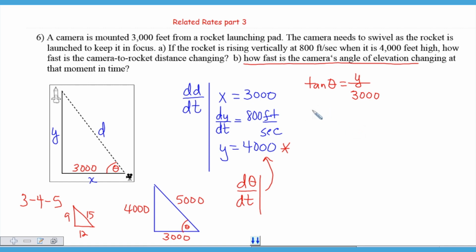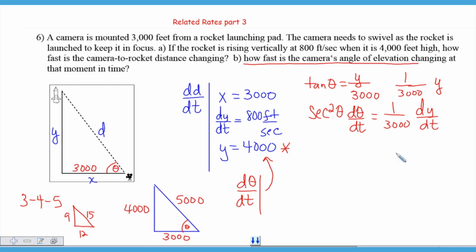So let's implicitly differentiate. The derivative of tangent is secant squared theta. And don't forget, we've got to do that chain d theta dt because everything's changing with respect to time. If you think about that as 1 over 3,000, so this is really 1 over 3,000 y. That's kind of how you can think about that. Then the derivative of 1 over 3,000 y is 1 over 3,000 dy dt, because that's that chain rule. Everything is changing with respect to time.